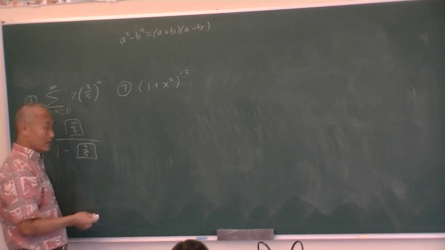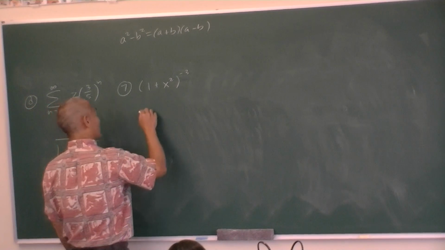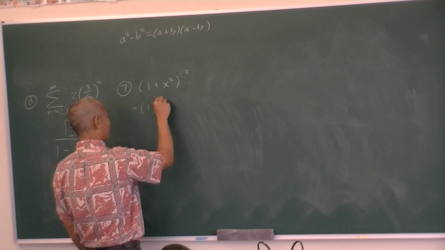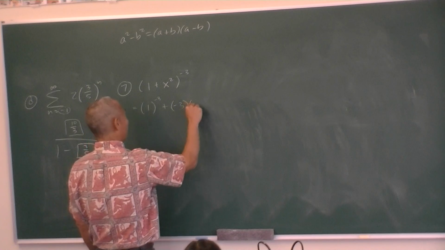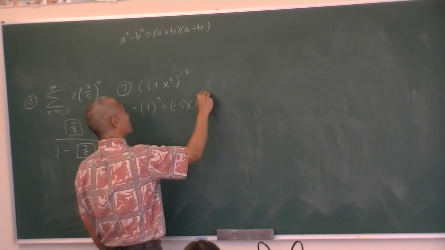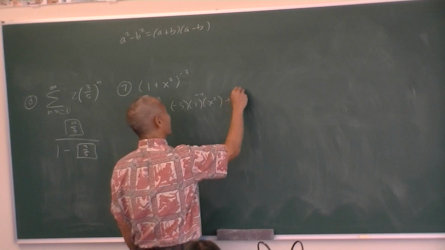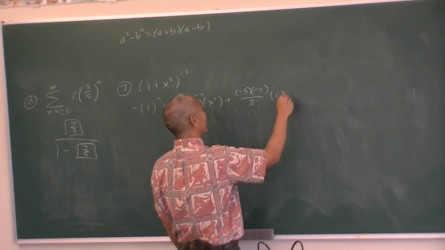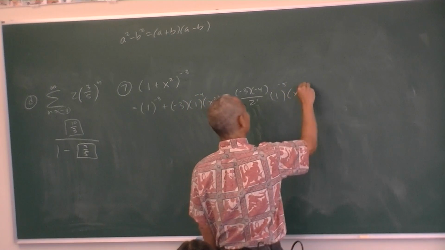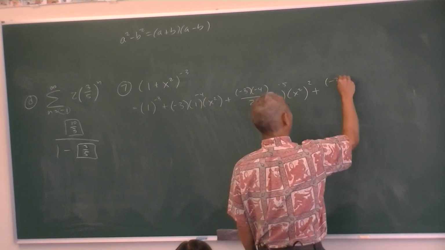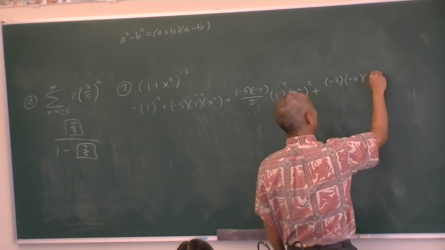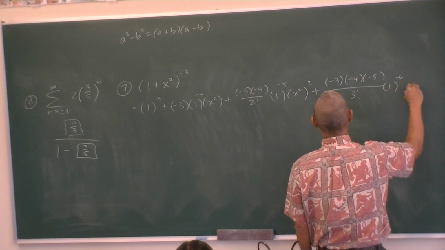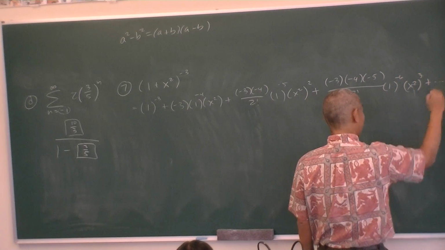So why don't we practice using the binomial theorem now? So what's the first term? a to the n plus n a to the n minus 1 b. The power of a goes down by 1, the power of b goes up by 1. Then n(n minus 1) over 2 factorial. The power of a goes down by 1, the power of b goes up by 1. Then n(n minus 1)(n minus 2) over 3 factorial. The power of a goes down by 1, the power of b goes up by 1. That's the binomial theorem.